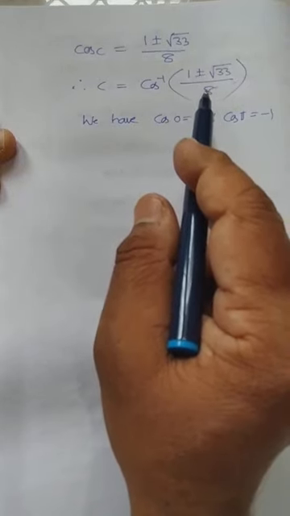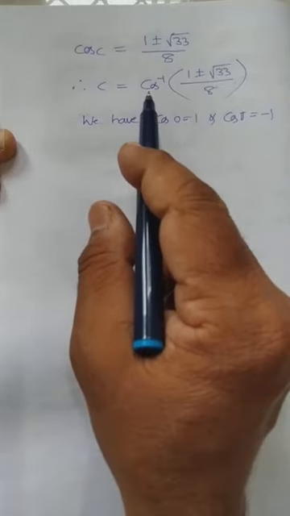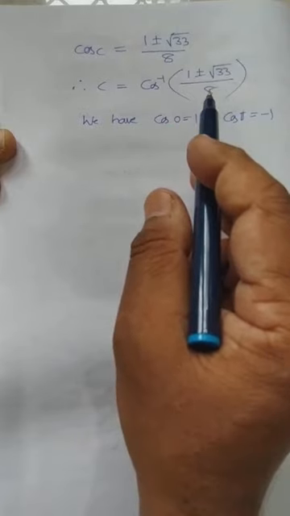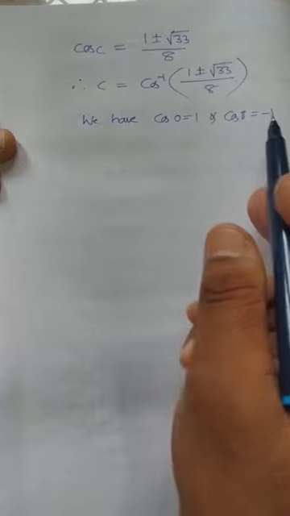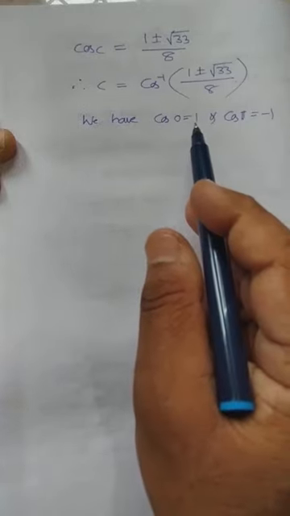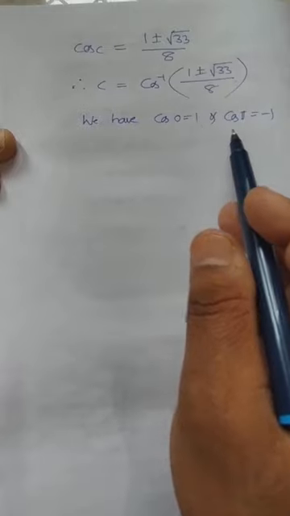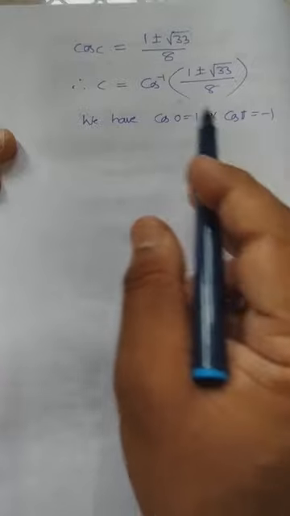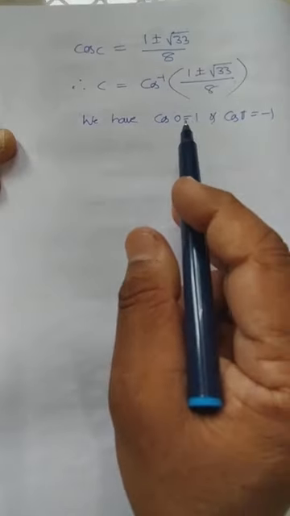Okay. Now you observe this value, and means what it is? Cos inverse of 1 plus or minus under root 33 by 8 values. Whenever you are observing, cos 0 is 1 and cos pi is minus 1. So cos a and cos b values vary in between 1 to minus 1. So this cos inverse of this function must and should lie in between 0 to pi.